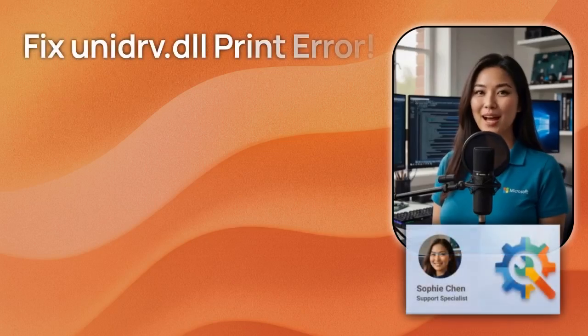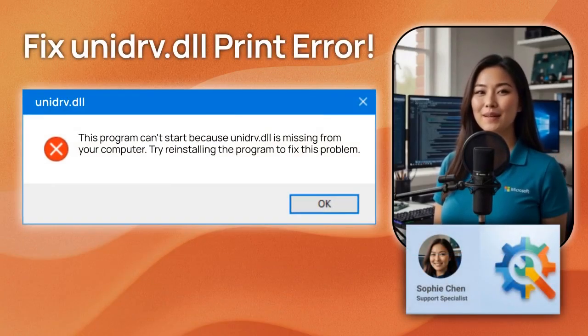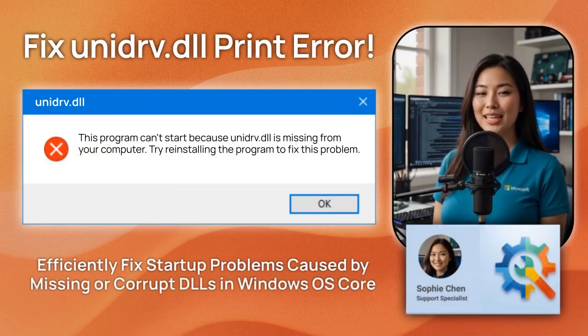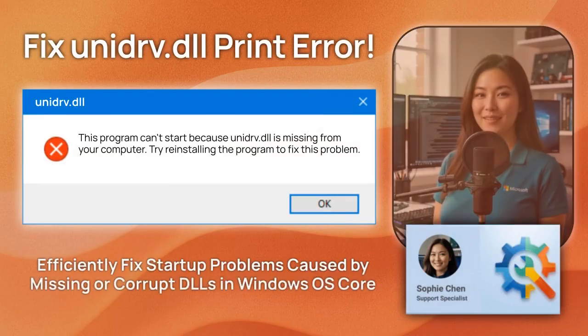Is your system execution path getting interrupted by the Unidrv DLL? I'm Sophie Chen, a senior Windows support engineer, and I'm ready to repair your OS stability.